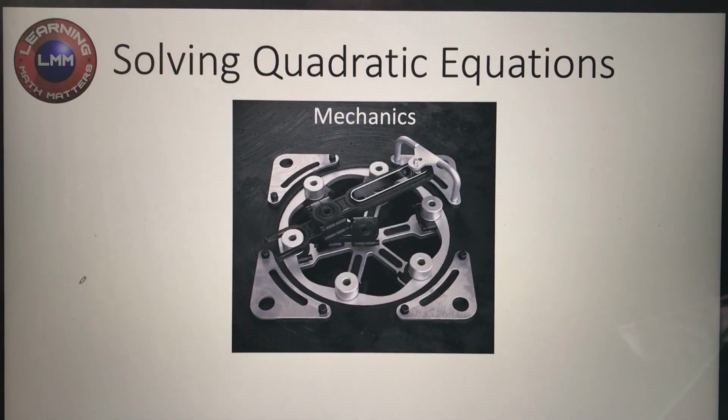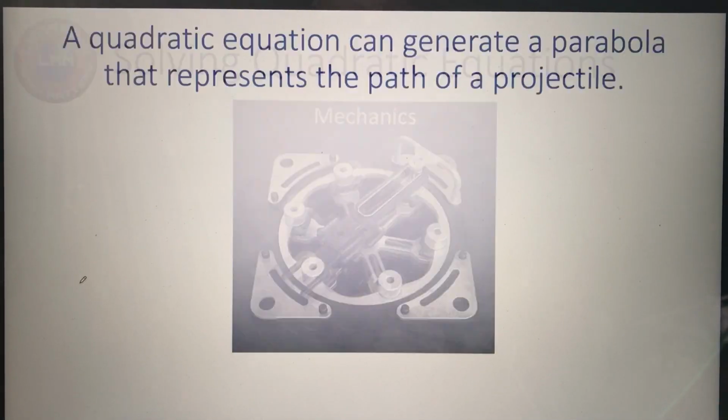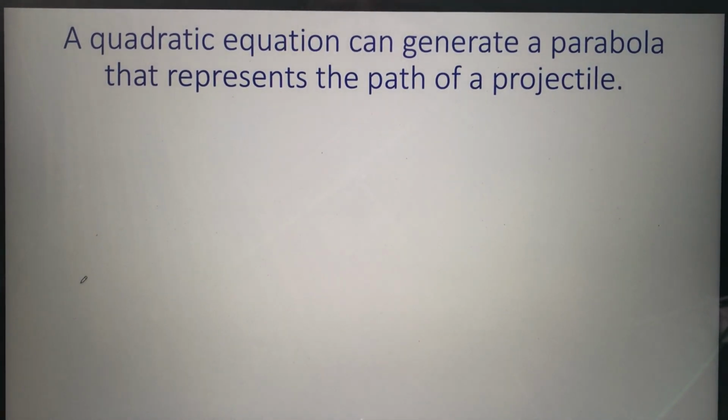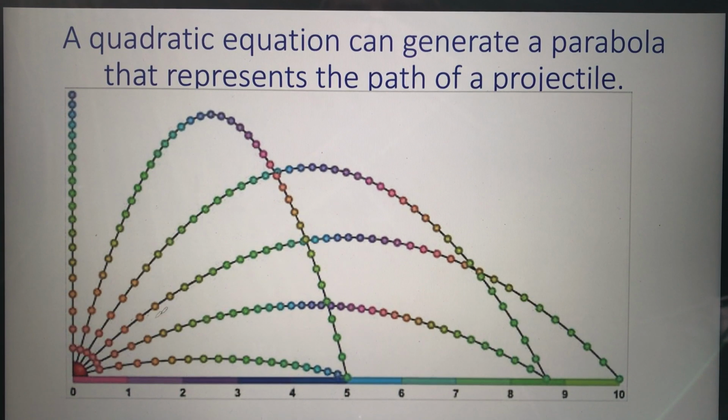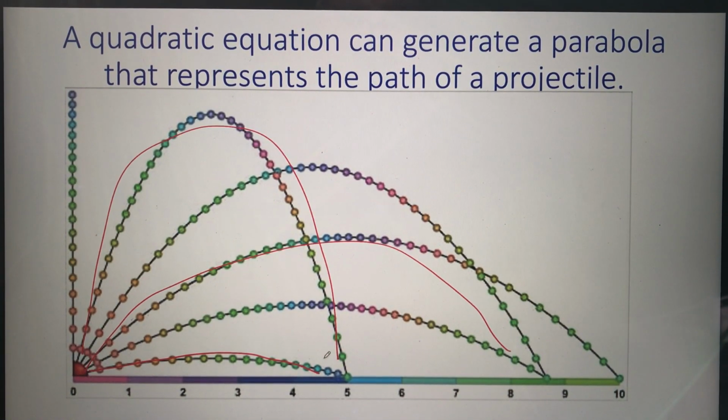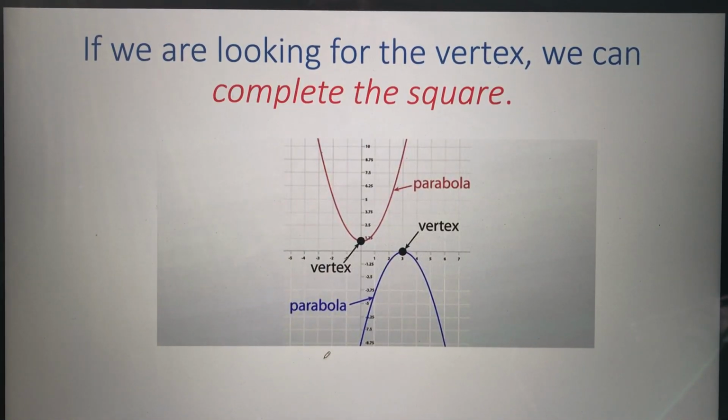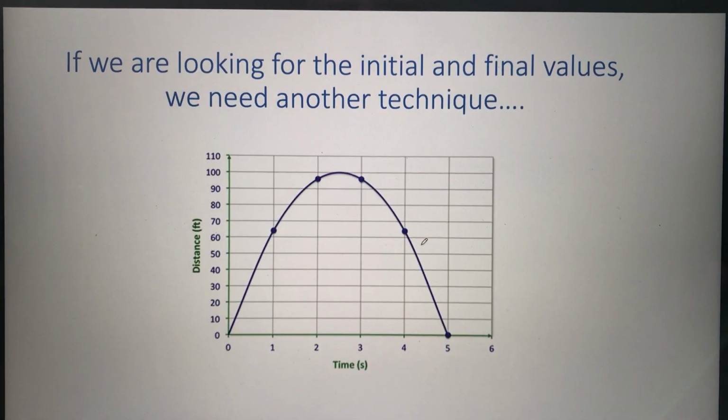Today we look at solving quadratic equations and some mechanics. Remember, a quadratic equation can generate a parabola that represents the path of a projectile. And we've seen different kinds. We've seen a low one like this, some medium ones, and some high ones like that. Now we know that if we are looking for the vertex, we can use a process called completing the square. And that allows us to find the vertex here or the vertex there.